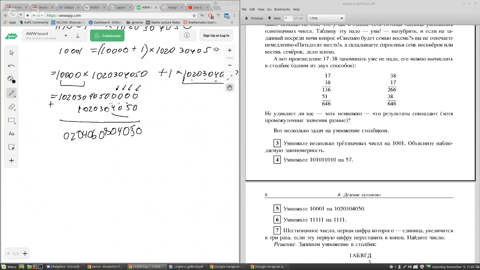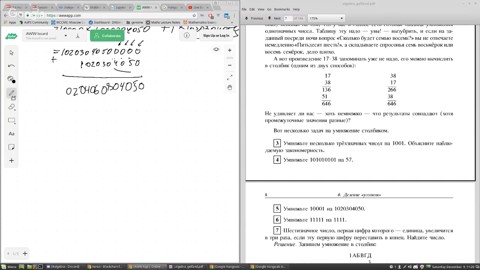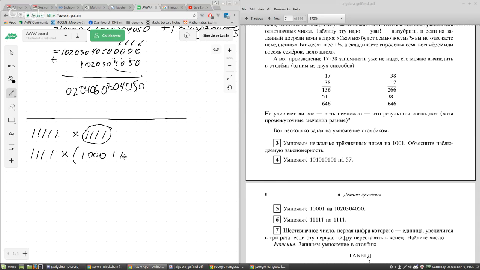Okay, so here's an example where adding in a column was helpful. Let's go to number 6. Number 6 says take the number 1, 1, 1, 1, 1, so 5 ones, and we want to multiply it by 4 ones. So what's the answer here? Now again, it is very helpful to take this number and try to break it up. I can rewrite this multiplication as, so this number will be 1,000 plus 100 plus 10 plus 1, right? This is 1,111.